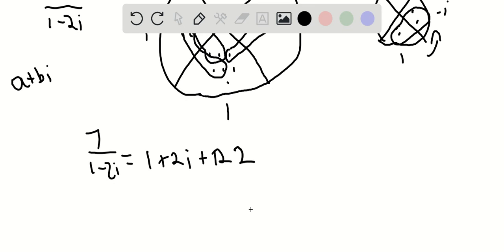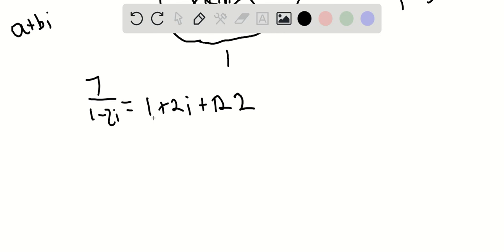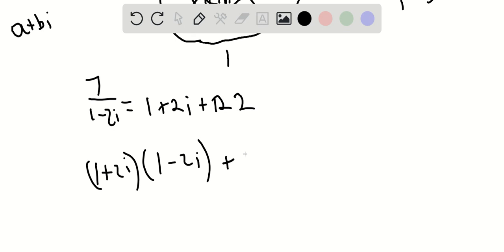Okay, and can we check that? Well, we can, right? Because if this is true, we know that the quotient times the divisor plus the remainder must be equal to the dividend, or 7. So let's see, is that true? If we have 1 plus 2i, which is our quotient, times our divisor, which is 1 minus 2i, and then plus the remainder, so plus 2.